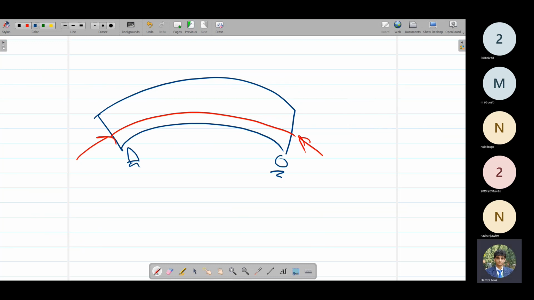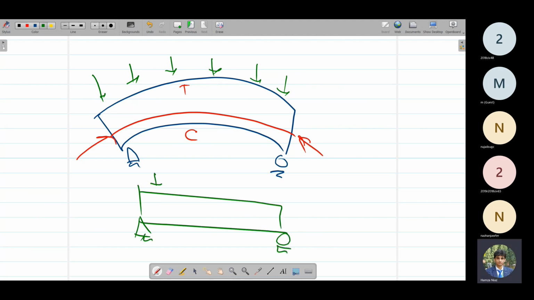So hogging causes tension at top and compression at bottom. This is pre-stressed concrete. All the gravity loads are acting downwards, so instead of the beam deflecting downwards, it will just come back to its original position. There will be almost negligible tension at bottom, or even compression at bottom. It depends on how much we have pre-stressed the concrete.